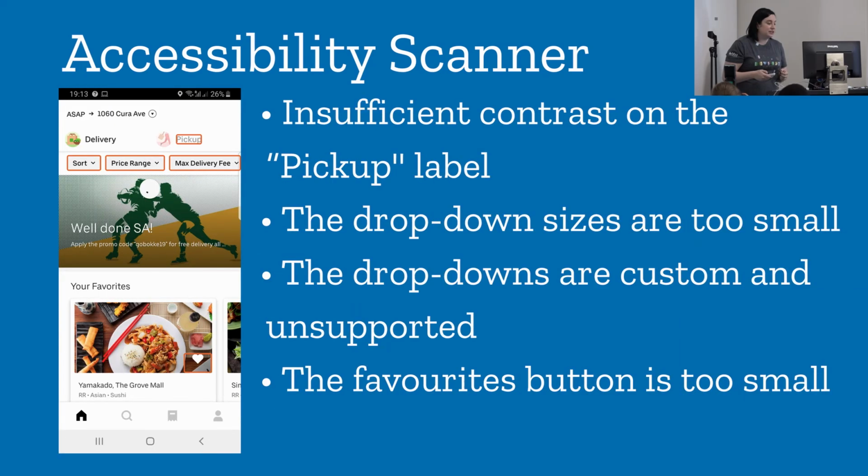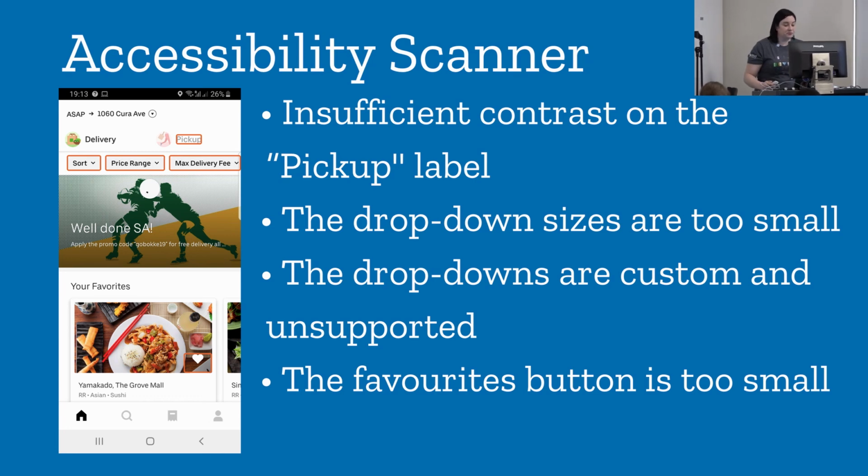So here we have Uber Eats. That's the home page. And on Accessibility Scanner, you can see at the top, the pickup label is actually really light gray. So there was just really insufficient contrast for that label. The drop-down sizes were too small. They were custom and unsupported, so we could actually not use those drop-downs on TalkBack at all. And the favorites button is also very small.